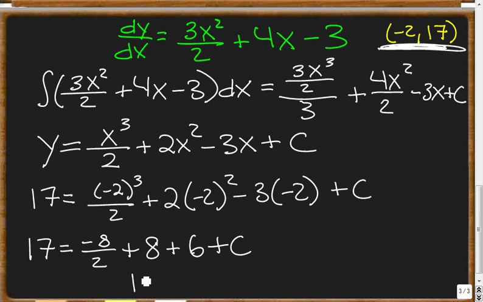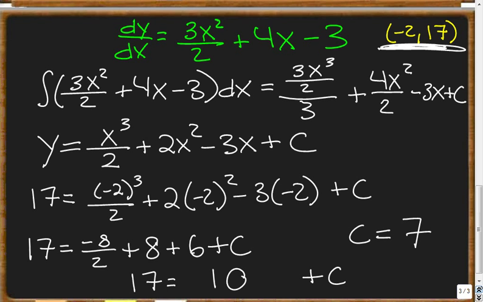So we have 17 is going to equal -4 plus 8 plus 6 plus c. So let's combine some of this stuff. Negative 4 plus 8 plus 6, that should give us a positive 10. And then you can see that c is going to equal 7.